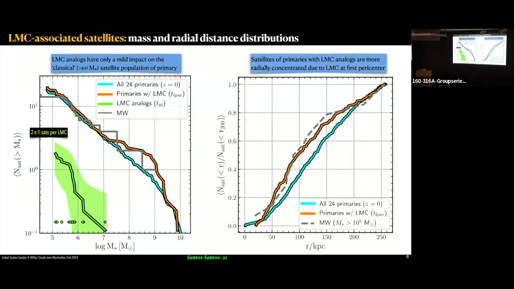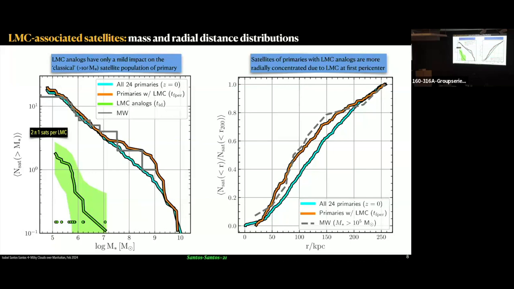So here in orange, I'm showing the radial distribution of satellites around the Milky Way primaries that contain an LMC. And in cyan is the distribution of satellites around all the 24 primaries. And we find that the orange distribution is more concentrated. This we understand because we have the LMC and its satellites at first pericenter, and they are contributing more satellites in the inner regions. What's interesting is that the Milky Way data, shown with the dashed line, follows this orange line.